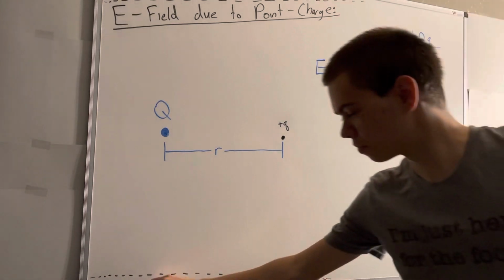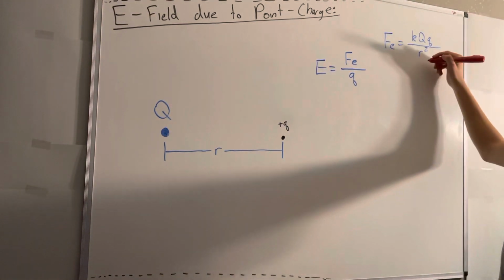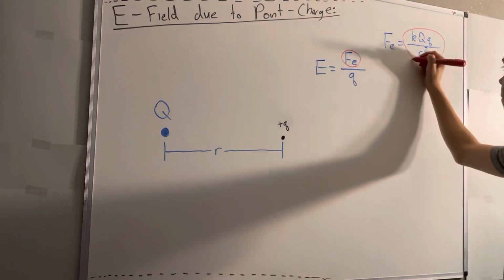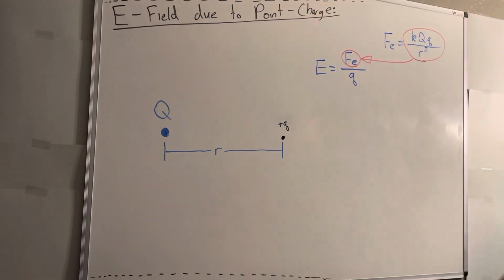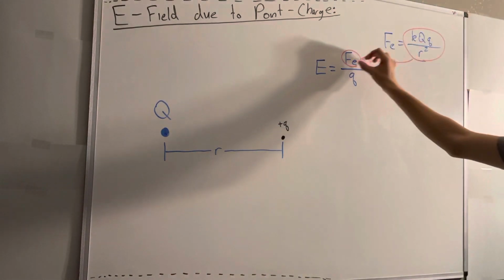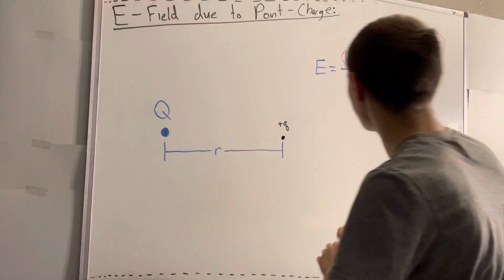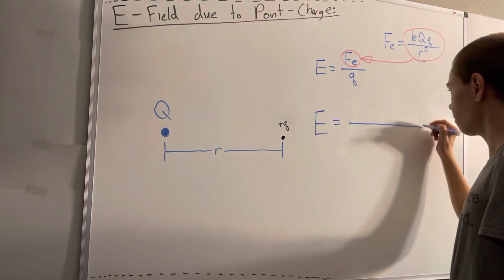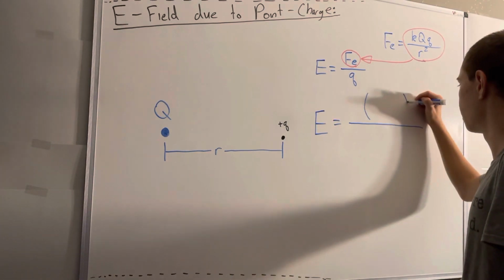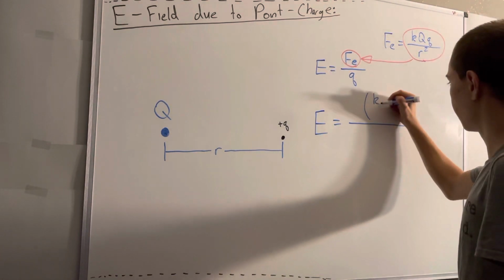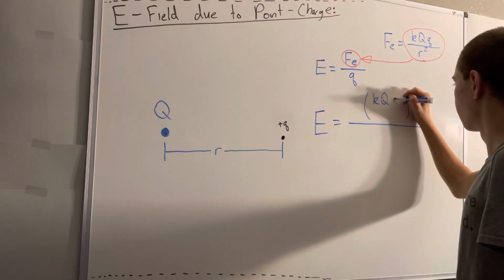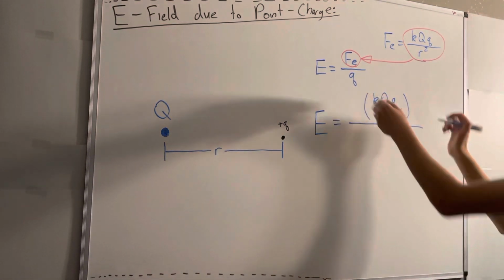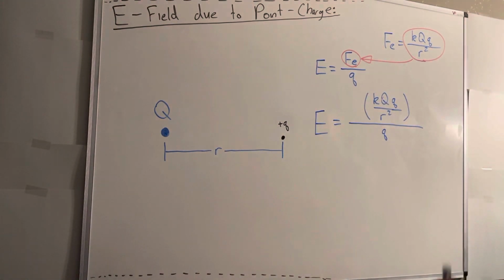So here's what we're going to do. All we have to do is substitute what we have right here into Fe. That's it. Because, as you can see, this is equal to Fe, so we can substitute into there. And so when we do that, here's what we get. I'm going to put Fe in parentheses, basically K capital Q lowercase q over r squared. This is what we have for Fe, divided by our test charge lowercase q.